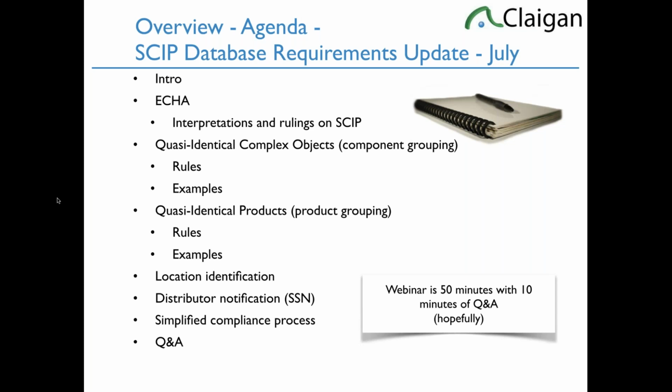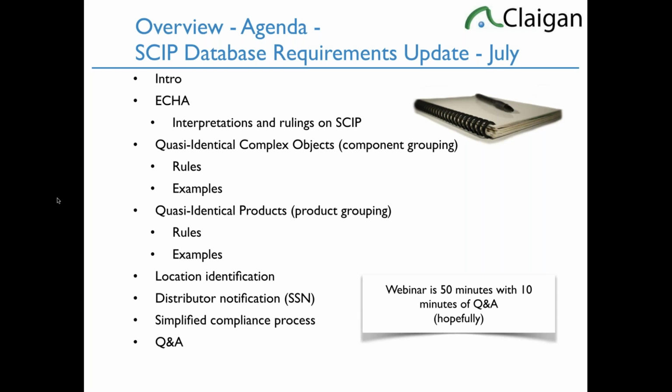We're going to talk about one of the main concepts, the quasi-identical complex objects, which we've called component grouping forever. The idea of what the rules are about grouping components of the same SVHCs together, and give you some examples, but also product grouping. So I have a green coffee machine, a red coffee machine, a black coffee machine, and they all have the same SVHCs. Can I group them together? And the answer is yes, but there are some limitations.